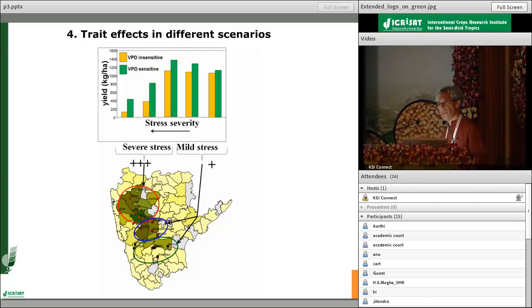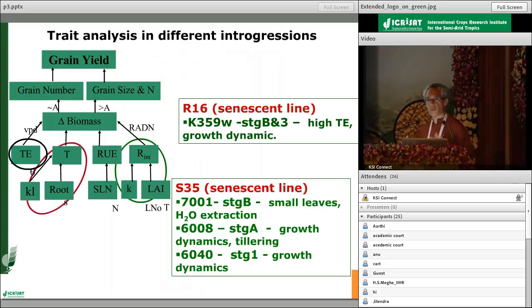So with that in hand, then we can go back to these introgression lines, to those ideotypes, and look at what they've got under the hood. And so we looked at different lines introgressed with stay-green QTL into the recurrent background in this one. This line basically has TE differences, a different growth dynamic, and a set of lines in S35 background that also have a different sort of ideotype.